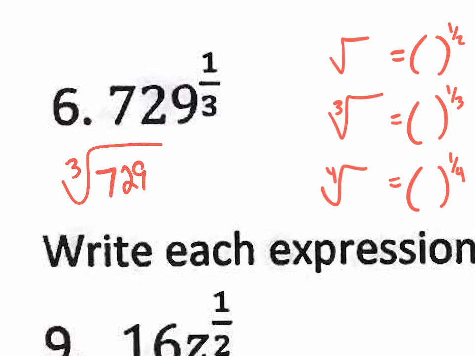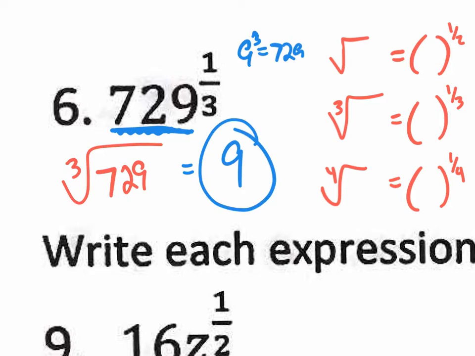Let's try 9 to the 3rd power on a calculator. 9 to the 3rd power is 729. So that's the answer, 9. Why is the answer 9? Because 9 to the 3rd power equals 729, and that's what we're looking for. We're looking for a number times itself 3 times that'll give us 729. So 9 times 9 times 9 is 729. So the answer is 9.